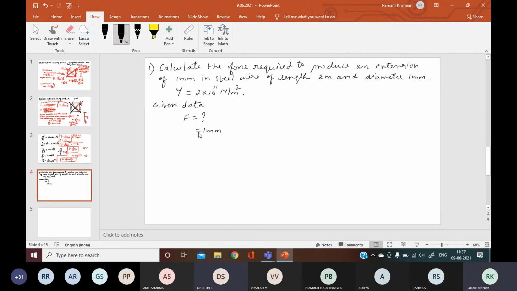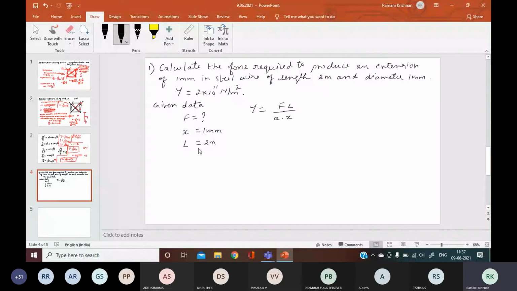He's talking about Young's modulus, no? We know that Young's modulus is defined as force per unit area into change in length to original length. This is the formula. So you said x, good. And the length of the wire is 2 meter. The length of the wire, capital L, was 2 meter.